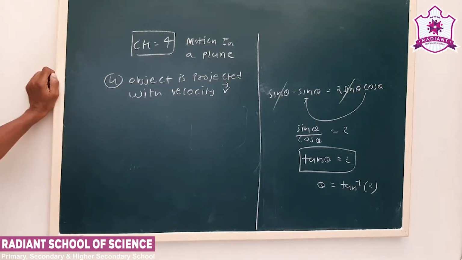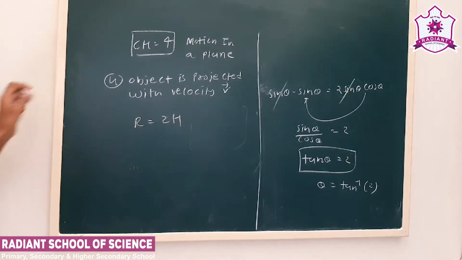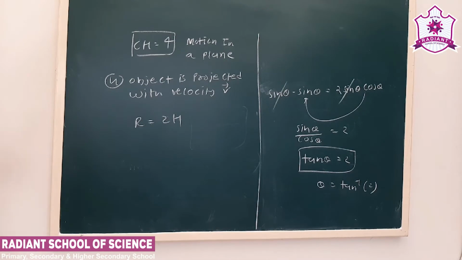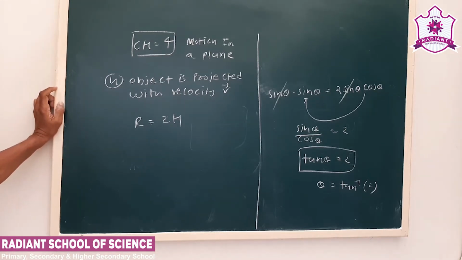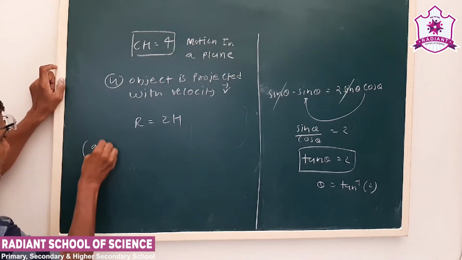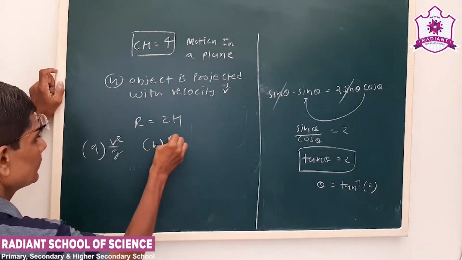See, the range is given as double the height. Now what will be the value of the range? See, the answer is in terms of v and g. The answer is in terms of v square by g.